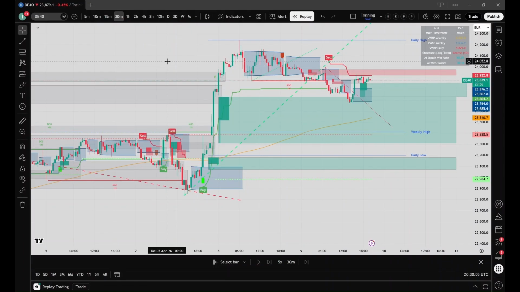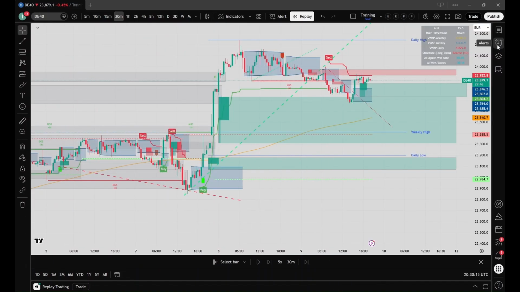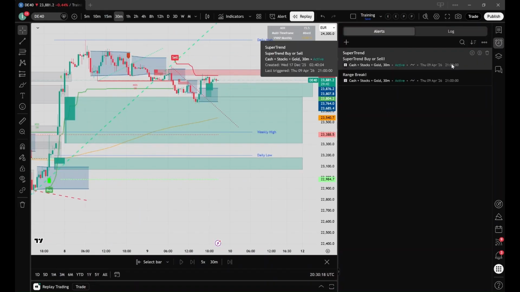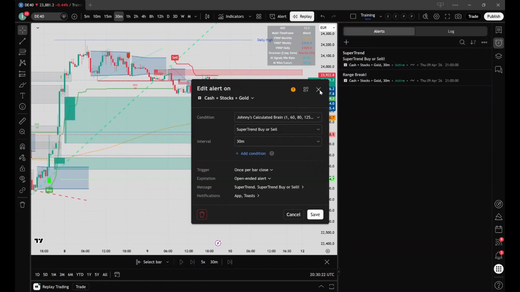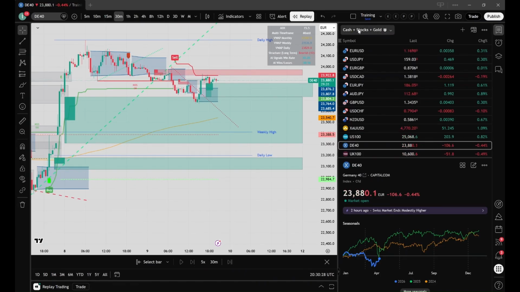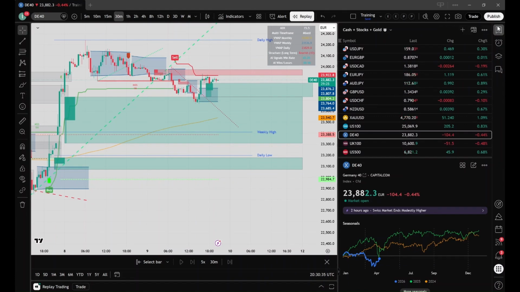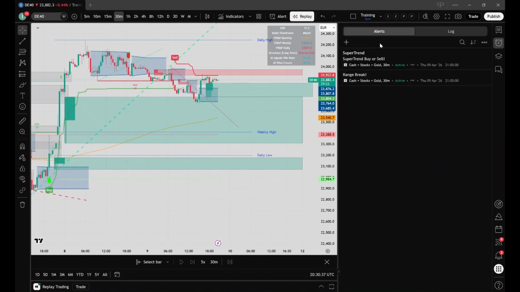Now the other part to cover is alerts. How do we set alerts? I've got it set in a very basic way. Firstly, I've got a watch list created. I've just named it cash, stocks, gold, of only the select assets that I'm interested in. Then what I've done is I've gone into TradingView.